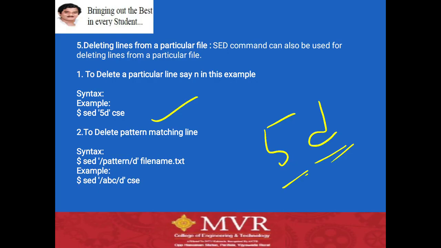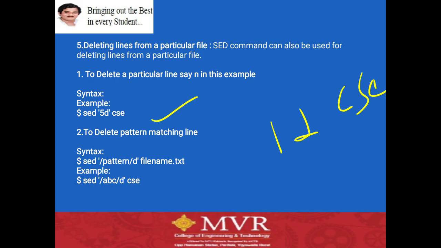For example, if you write SED followed by 1D, then the file name CSE, what happens? The first line will be deleted from the given file. That will happen.